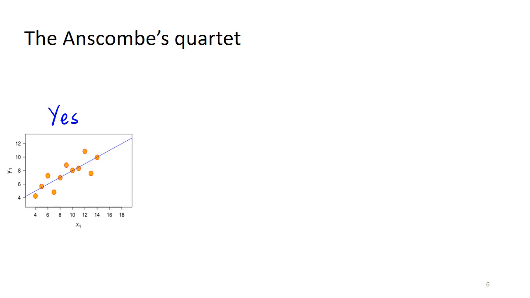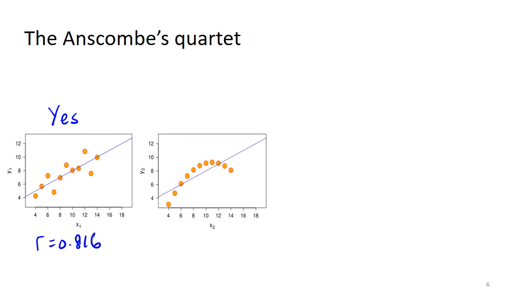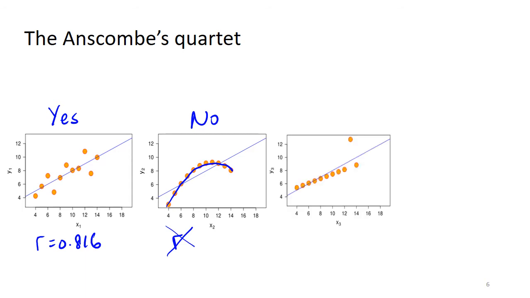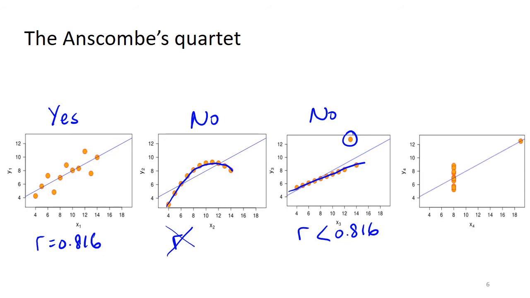Yes, the relationship between x and y is linear. No, the relationship between x and y is not linear. No, there is an outlier. No, there are 2 groups.